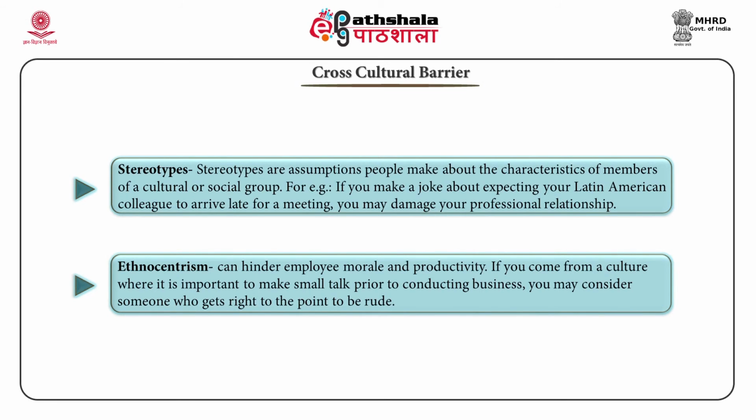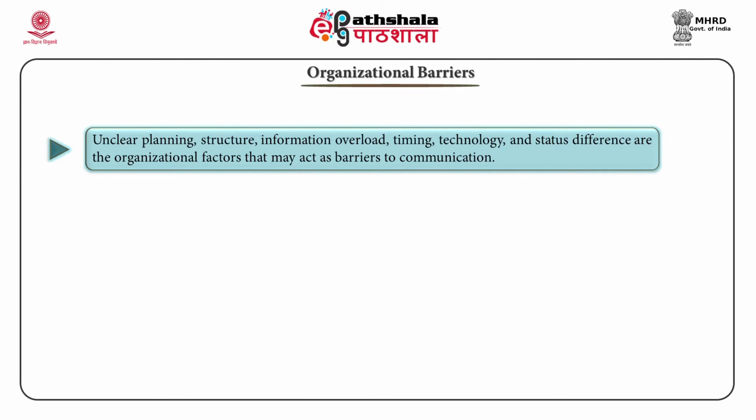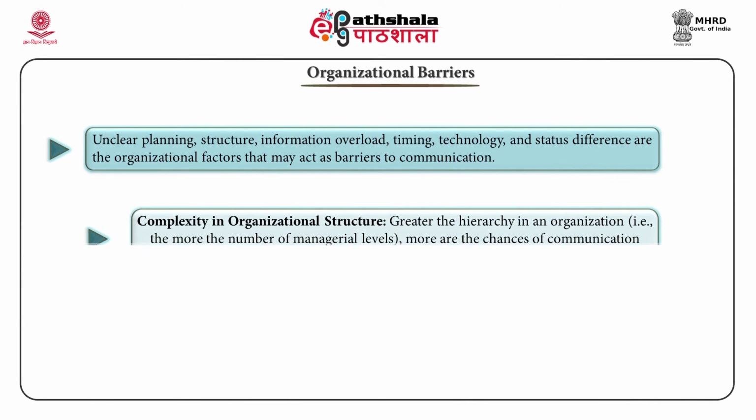Our next barrier to communication is the organizational barrier. Unclear planning, structure, information overload, timing, technology, and status difference are the organizational factors that may act as barriers to communication. Complexity in organizational structure: the greater the hierarchy in an organization, the more the chances of communication getting destroyed. Only the people at the top level can see the overall picture, while the people at low level just have knowledge about their own area and a little knowledge about other areas of the organization.